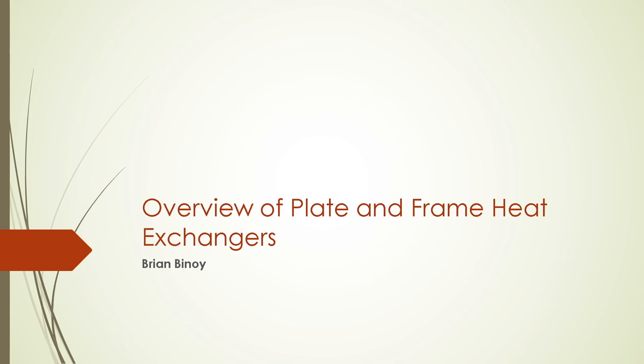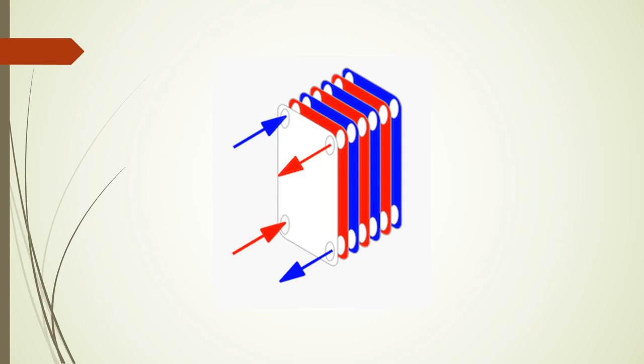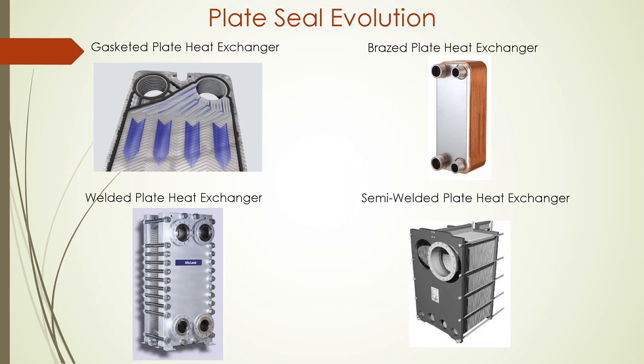Overview of plate and frame heat exchangers. Plate and frame heat exchangers are made of corrugated plates on a frame. Hot and cold fluids flow countercurrently within the exchanger. The hot fluid flows down one plate while the cold fluid flows up the other plate.